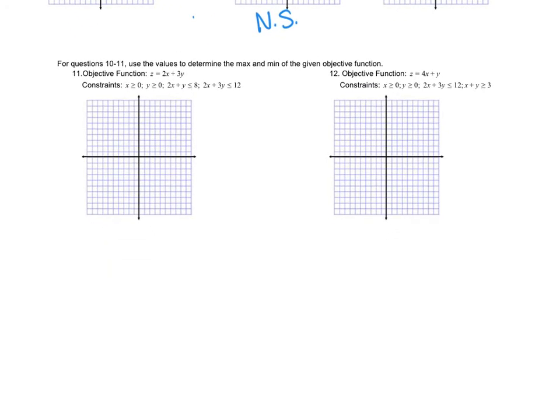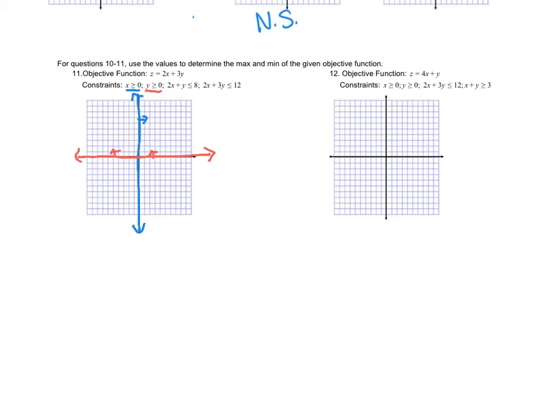For questions 10 through 11, use the values to determine the max and min of the given objective function. So let's go ahead and draw our constraints in. x is greater than 0. I'm going to use blue for these. That's going to be this line. y is greater than 0, we'll do in red. It's going to be this line.